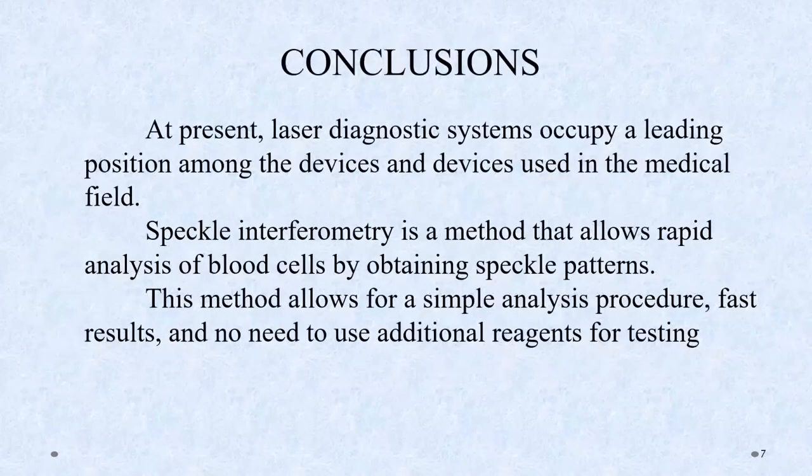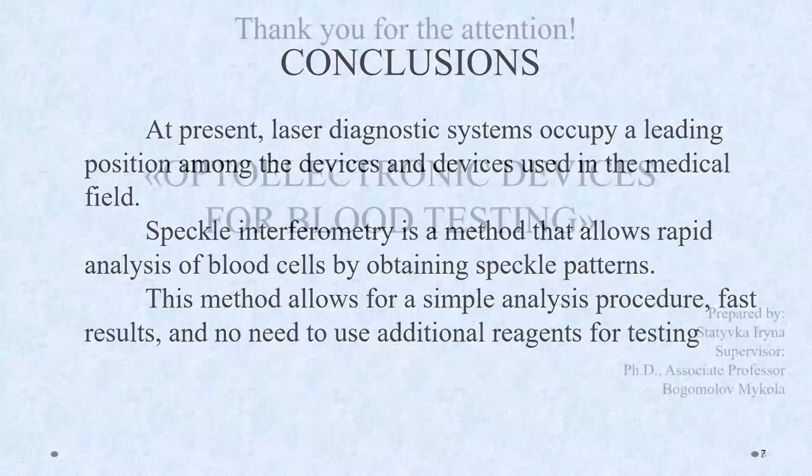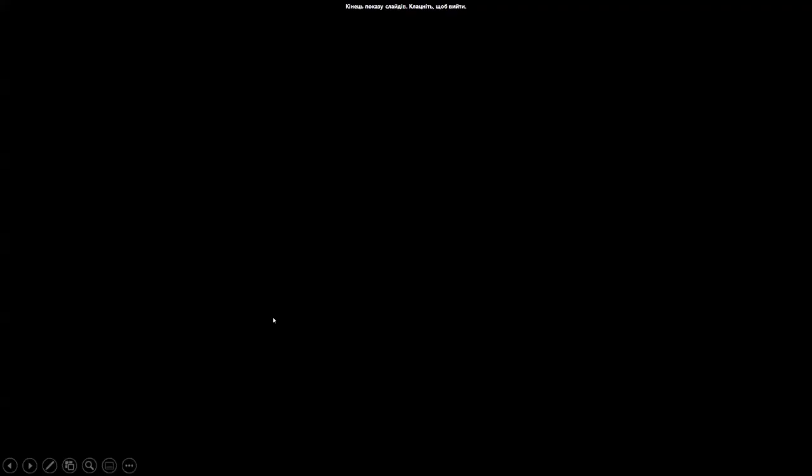So at present, laser diagnostic systems occupy a leading position among the devices used in the medical field. Speckle interferometry is a method that allows rapid analysis of blood cells by obtaining speckle patterns. This method allows for a simple analysis procedure, fast results, and no need to use additional reagents for testing. It's very important because our hospitals are in shock when they hear that they should buy reagents, not only do the analysis. So thank you for your attention. Thank you.